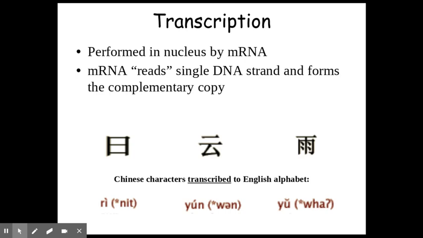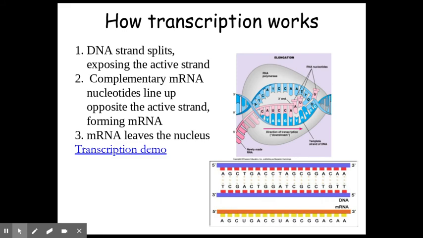So transcription occurs in the nucleus. It creates the mRNA, which is a single strand of what DNA is reading. So it's a complementary copy of DNA. So how transcription works: if you look at the bottom, you've got your DNA and you've got your mRNA.